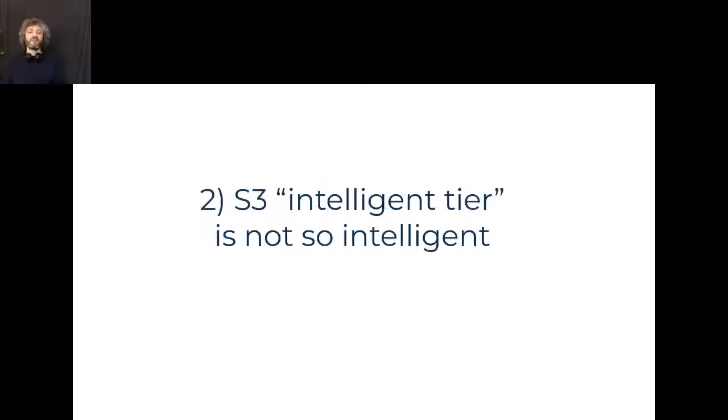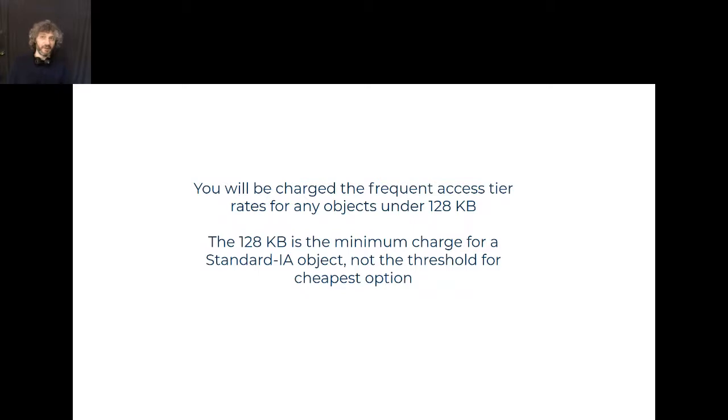So you'll be charged the frequent access rate for any object under 128 kilobytes. That's the first problem. And that's true, it's the minimum charge for Standard Infrequent Access, but that's not really the minimum charge for a Standard Infrequent Access object. So basically, an object that is 100K is still cheaper as Standard Infrequent Access than as a Standard object if kept for at least 30 days. Moreover, there's a fee associated with the Intelligent-Tiering class. And that depends on the number of objects.